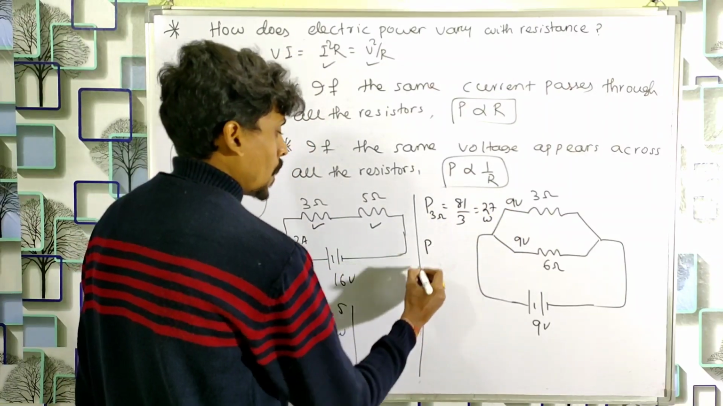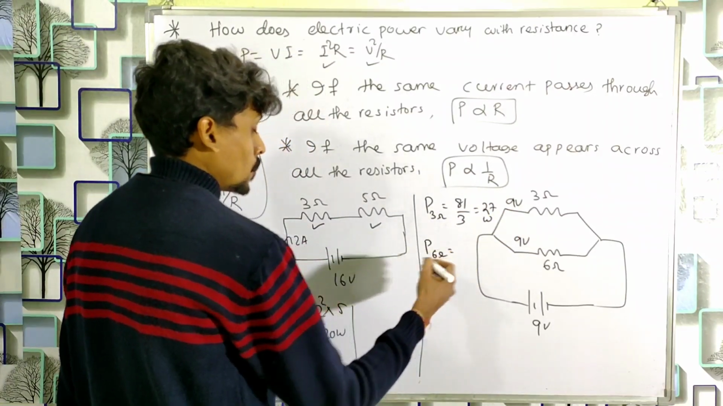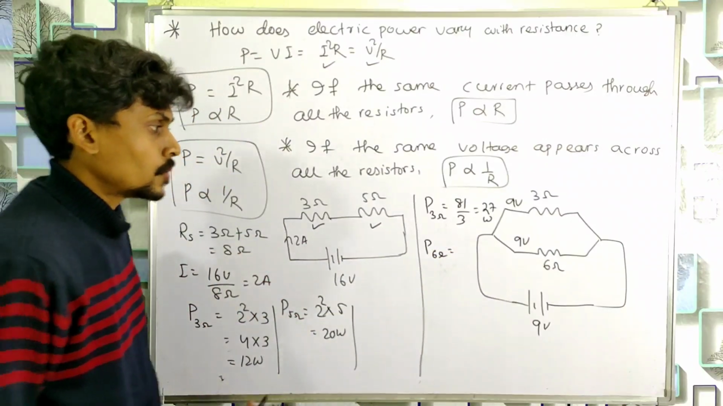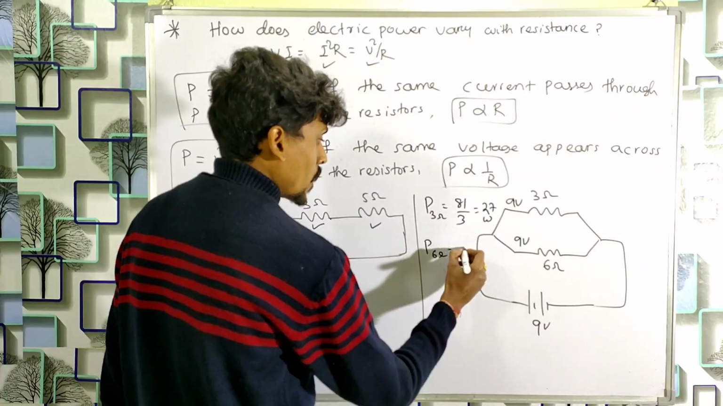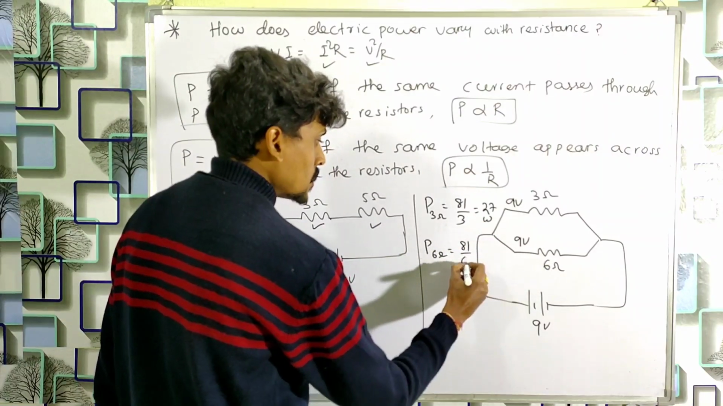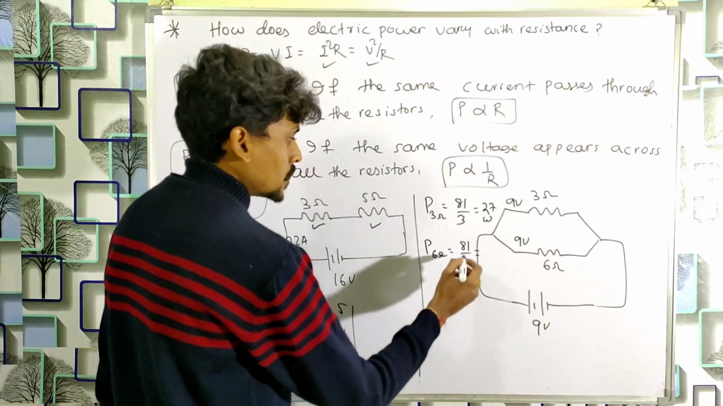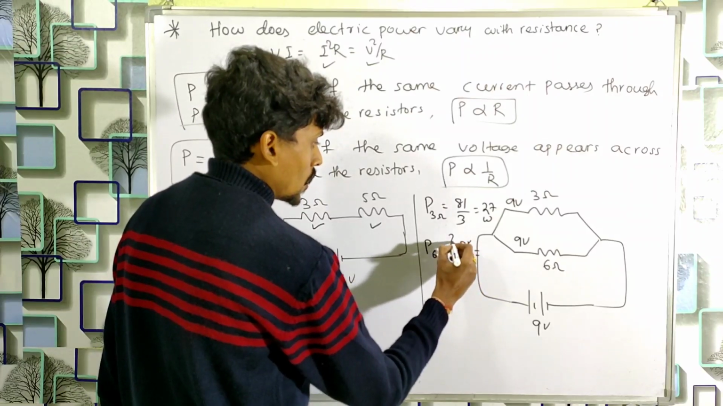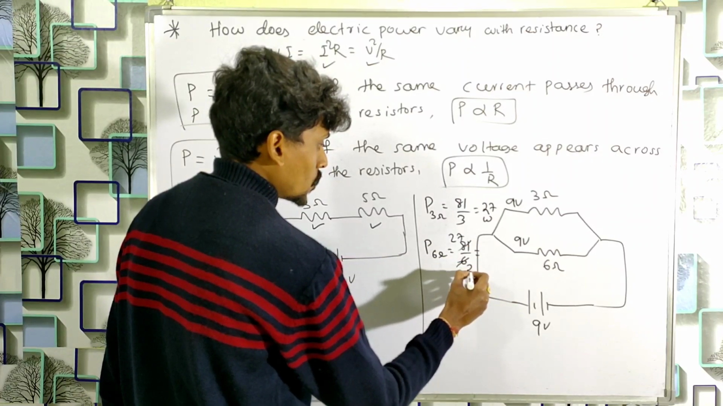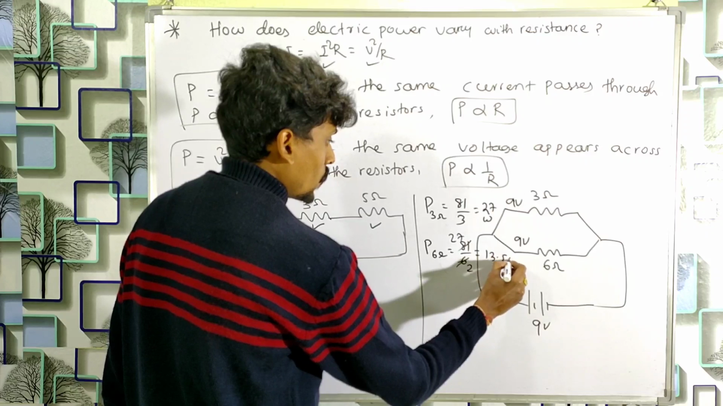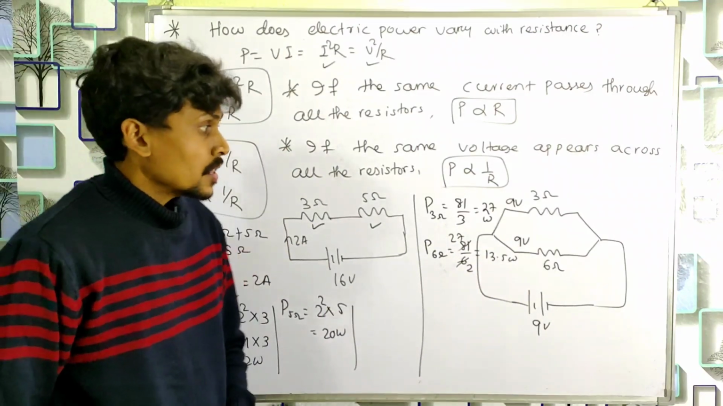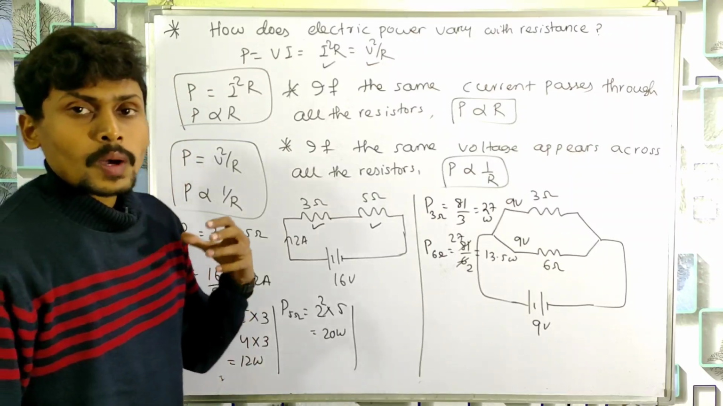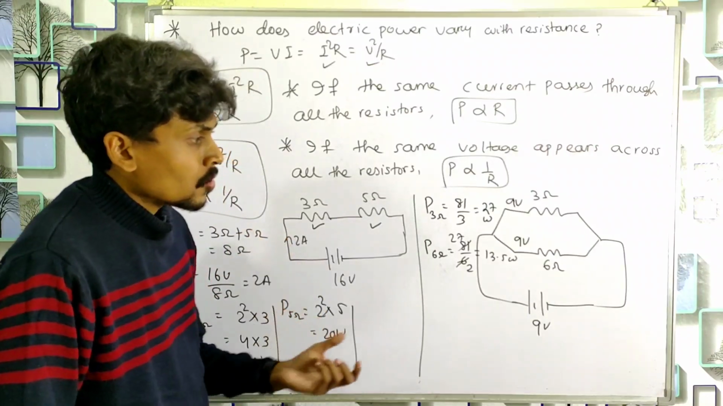Now what is power across 6 ohm or power consumed by 6 ohm? This will be, again apply V square by R. So V square will be 9 square, 81 by R, that is 6. So 81 by 6 will be how much? 13.5 watt. Is that clear? So we see that the 3 ohm resistance consumes more power as compared to the 6 ohm resistance.